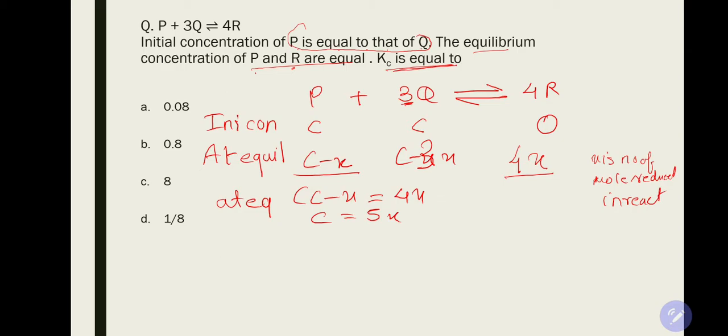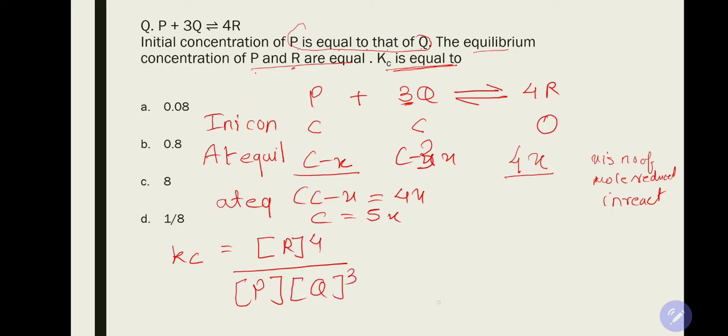Now let us find the concentration then. The equilibrium constant is given by the concentration of the product, that is R to the power 4, upon the concentration of the reactant. So what is the concentration of the reactant? That is P into Q to the power 3.